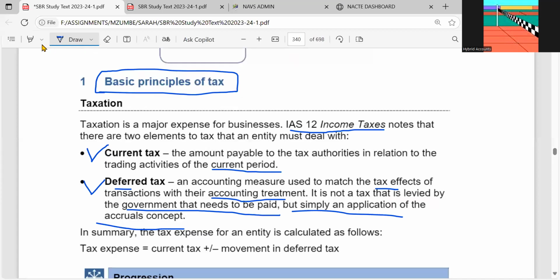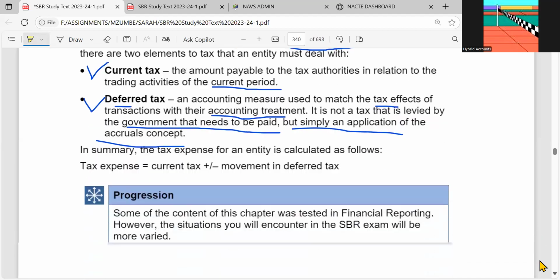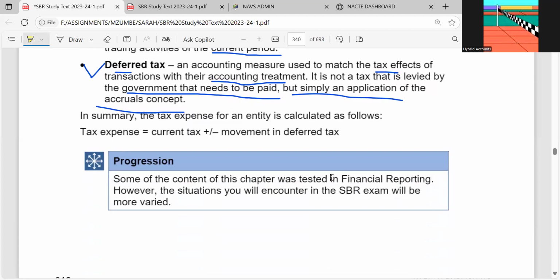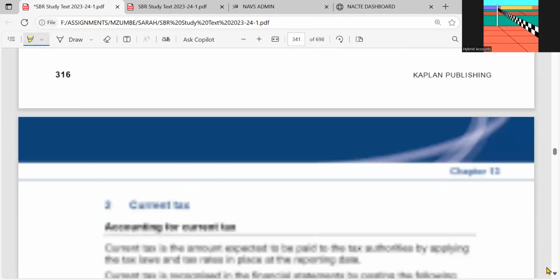Okay, so we can do it this way. In summary, you're told here that the tax expense of an entity is calculated as follows. You can just see this, but you're going to understand what really happens, not just follow the pro forma, right? The tax expense should be equal to the current tax, plus or minus the movement in deferred tax. Don't worry about this, you're going to get this very well. It's just a formula, but you have to understand what happens, right?